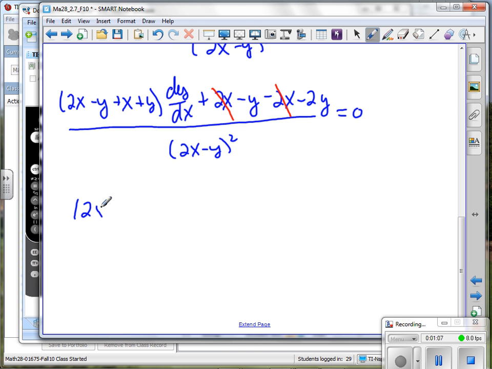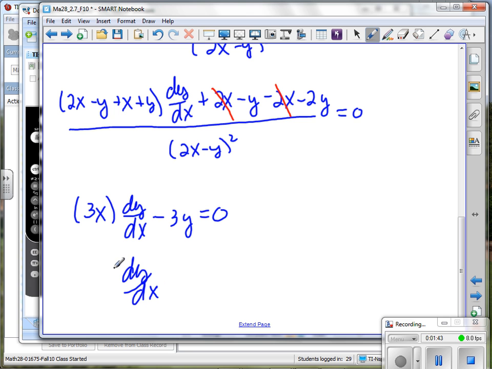Okay, so I've got 2x, that's a parenthesis, minus y plus, actually, can I collect some terms here? Yes, let's do that. Let's see, what is that, 3x? Oops, the y's cancel, don't they? So I have 3x dy dx plus, actually, minus, right? 3y is equal to 0. I bet you can see it now, can't you? How we're going to do that? dy dx is going to be 3y divided by 3x, or simply y divided by x.